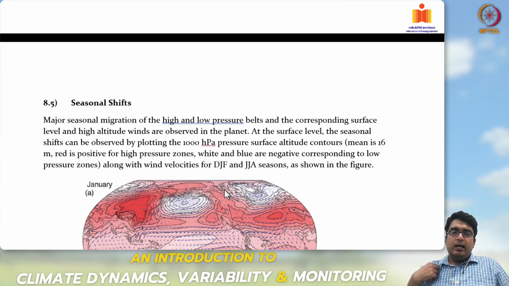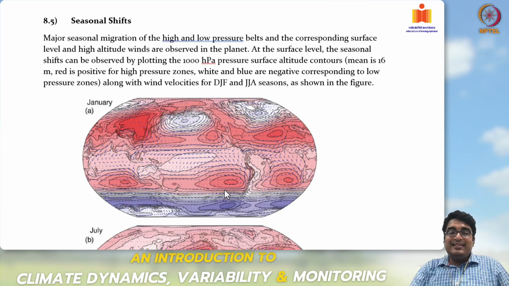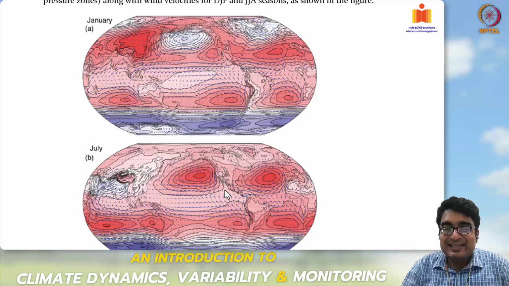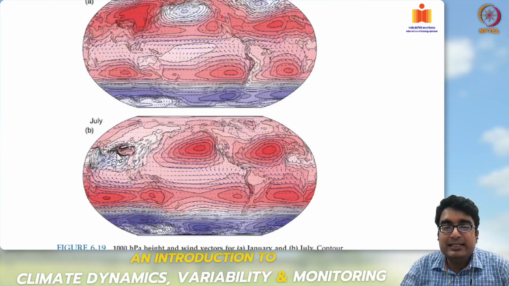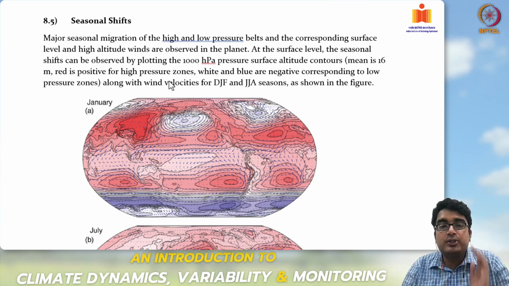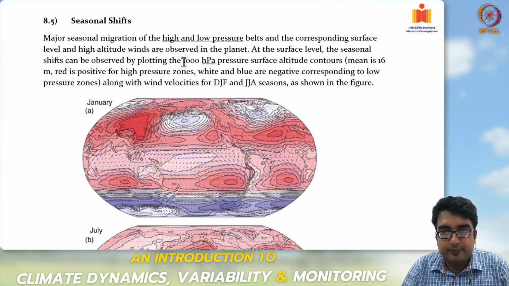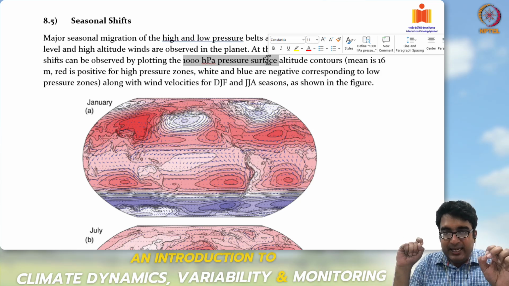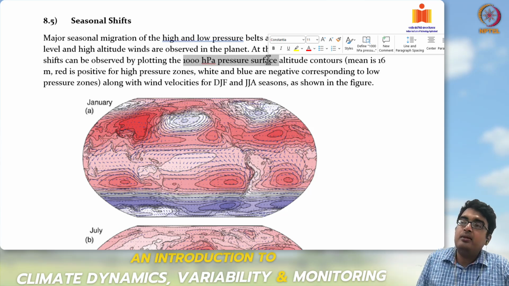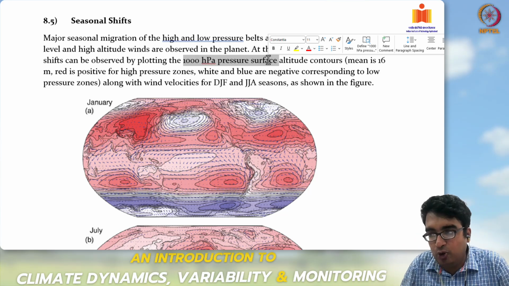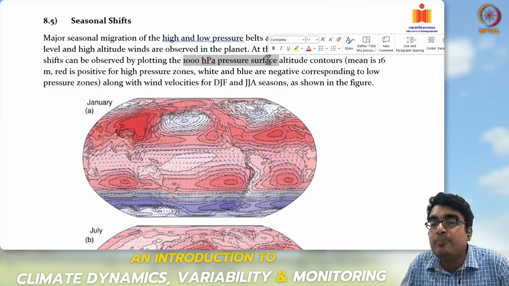Now we can look in a little bit more detail at the seasonal shifts. The seasonal shifts can be observed using these contours. These contours are contours of the 1000 hectopascal pressure surface. So the altitude of the 1000 hectopascal pressure surface has been plotted. The mean is 16 meters, so the mean altitude at which you get 1000 hectopascal pressure over the globe is around 16 meters.